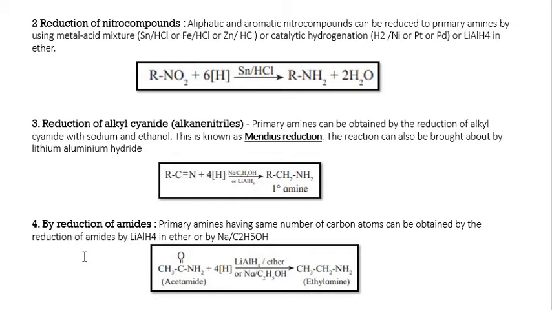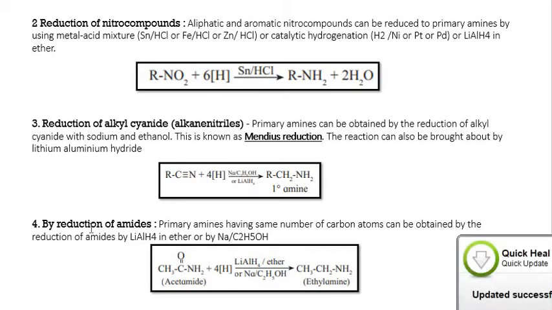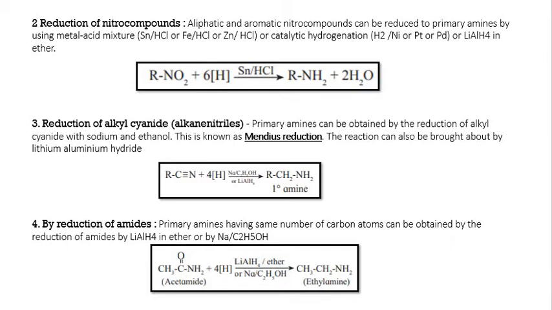Third method is by the reduction of amides. Primary amines having the same number of carbon atoms can also be obtained by the reduction of amides using lithium aluminium hydride in ether or by sodium and alcohol. Any one reagent or mixture could be taken and they will reduce this CO group into CH2 group. So from amides or cyanides or from nitro groups, we obtain amines by reducing them.